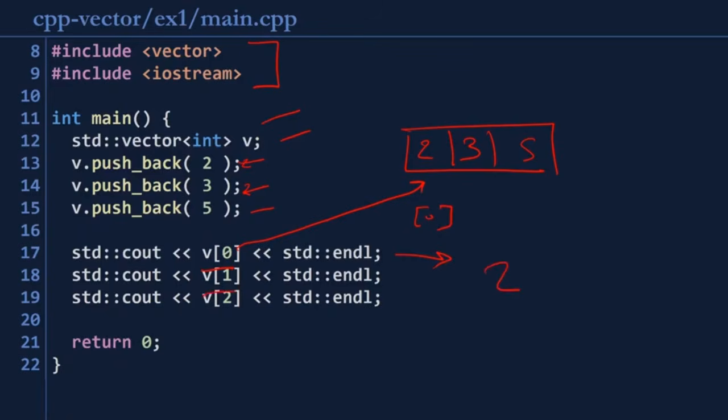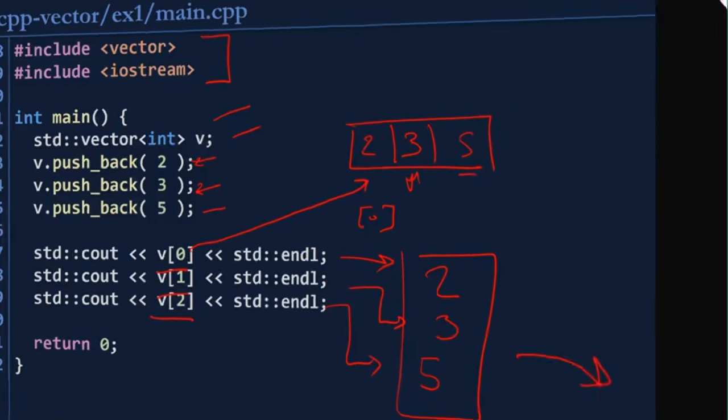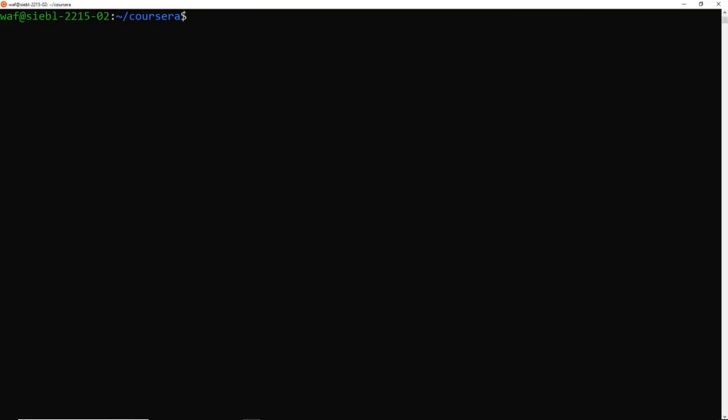Index 1 contains the element 3. And index 2 contains the element 5. So when we run this program, we expect our output on our screen to be 2, 3, 5. Let's head over to the console and see what happens. I'm going to move into the cpp-vector directory and then move into the example1 directory and run make to build this program.